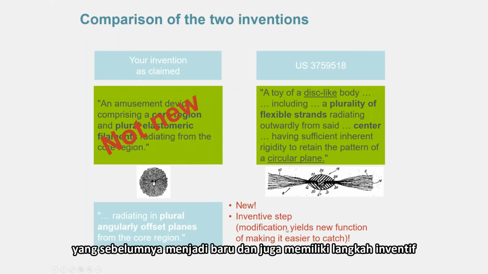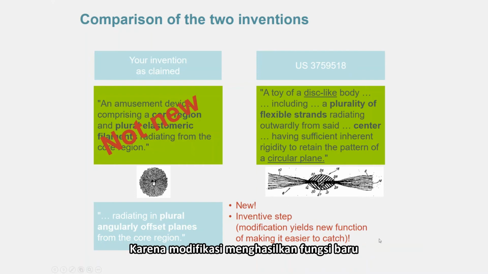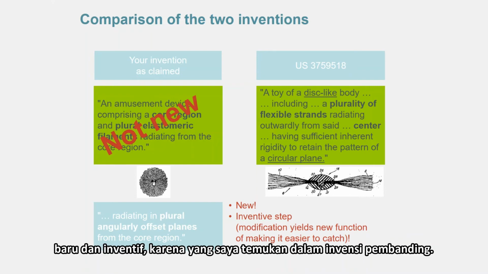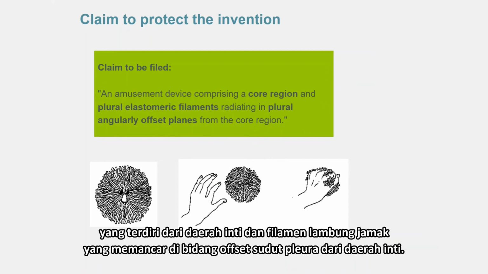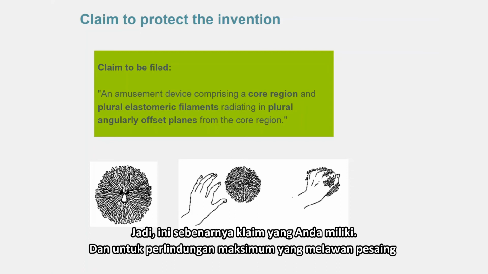It becomes new, and it also has an inventive step because the modification yields a new function of making it easier to catch. It was not at all why these persons did this. They wanted to kick it around more easily and not to catch it more easily. So now I have a patent claim, new and inventive, due to the one I found in the state of the art. Now, what is the claim I can file now? An amusement device comprising a core region and a plural elastomeric filaments radiating in plural angular offset planes from the core region.